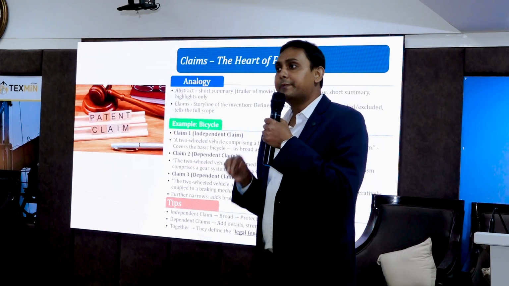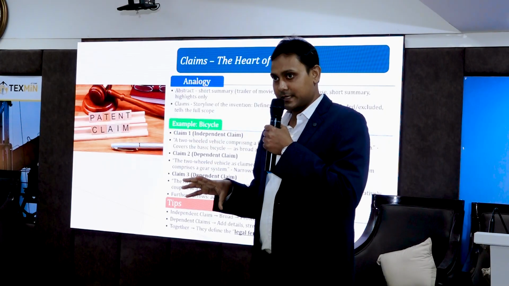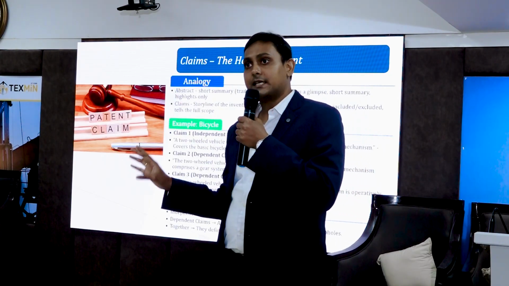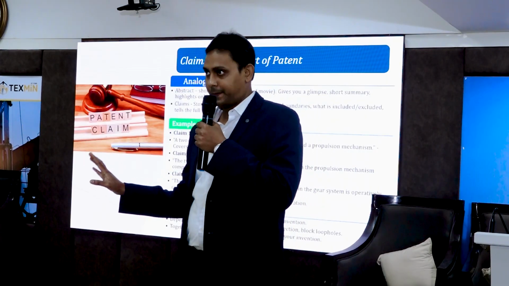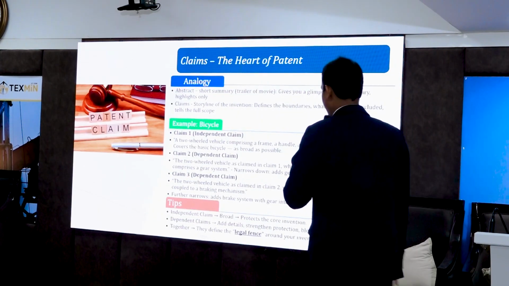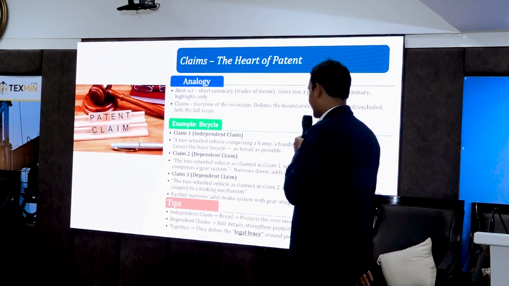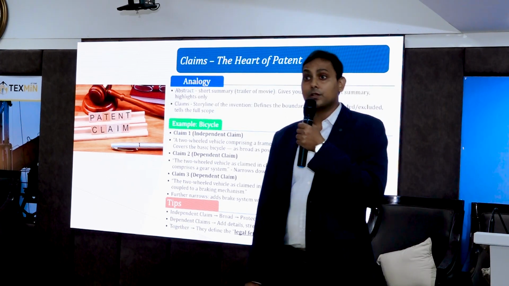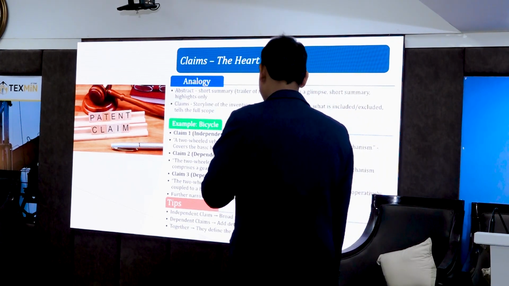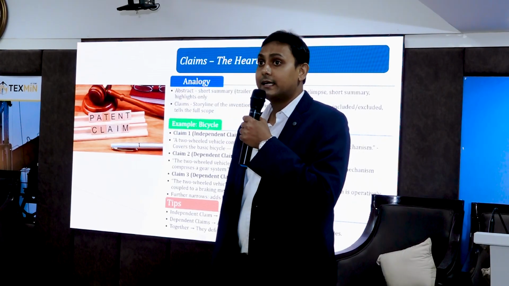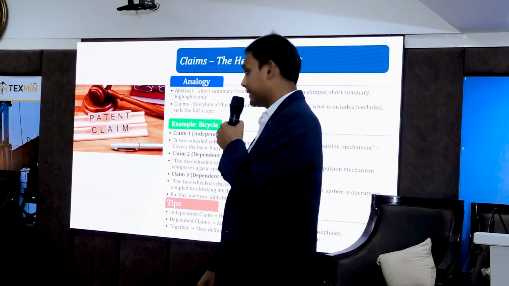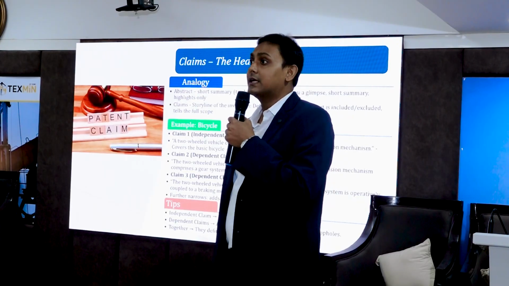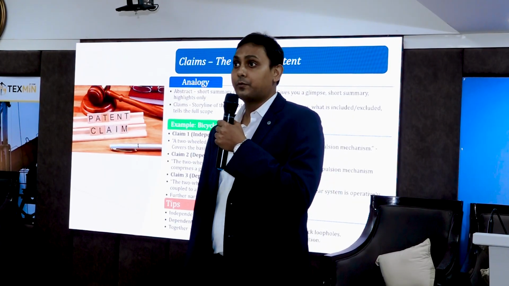So just remember, the independent claim should be the broader version of your invention. It should include all the primary features of your invention, and the subsidiary features should be included in the dependent claims. Right? Okay. So that is the tip given here. The independent claim would be broad, that protects the core inventive concept of your invention. And the dependent claims are the additional details, the subsidiary features. That is required to strengthen the protection, and obviously it will help us during the time of prosecution.